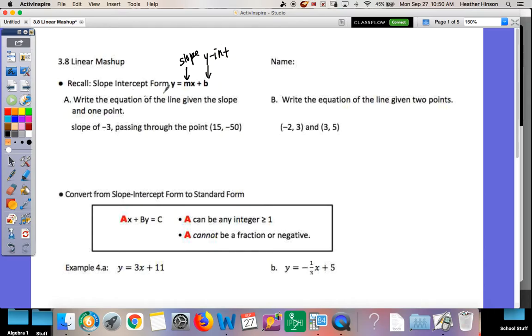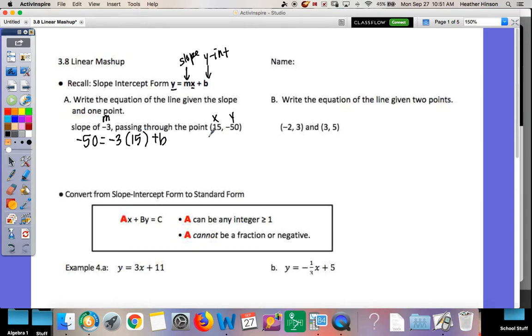So if we want to write the equation of the line with the slope and a point, all we have to do is plug into that equation. So my slope is m, my points are always an x, y point. So I plug those into x and y. And we want to solve for the y-intercept because we don't have it yet. So y is negative 50 equals m is negative 3, x is 15, and we're going to solve for b.